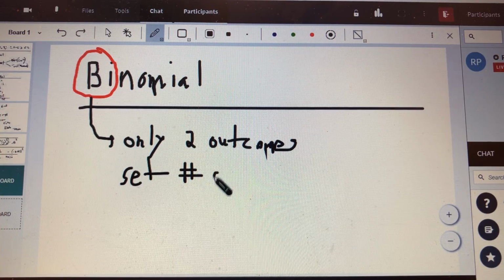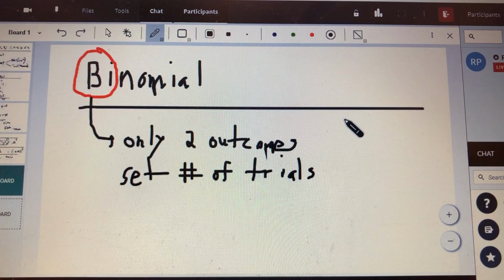Like flip a coin 10 times. You know ahead of time you're going to do it 10 times. That's a set number of trials. Another one that's close to binomial that's not binomial is when they say flip a coin, and people hear that, oh, it must be binomial, I'm flipping a coin. But they say flip a coin until the heads comes up for the first time.